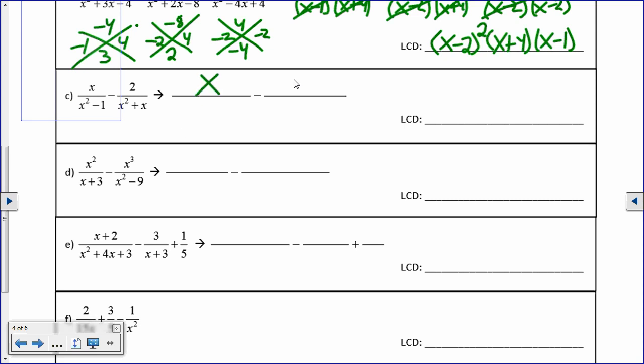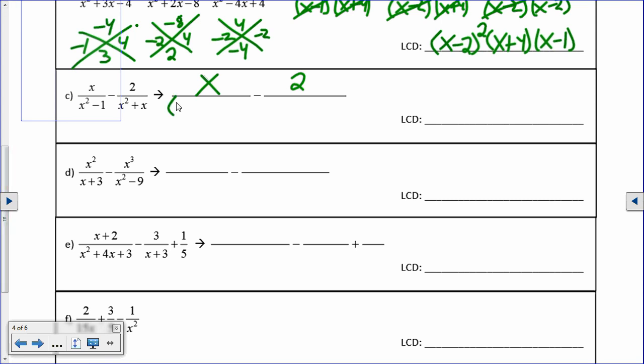Do not change the numerator. We're going to look at those a little bit later. Right now I want to focus on just finding the denominator, so I need to factor the first denominator. How would I do that? How would I factor x squared minus 1? X plus 1, x minus 1.